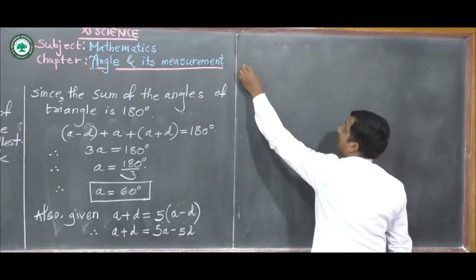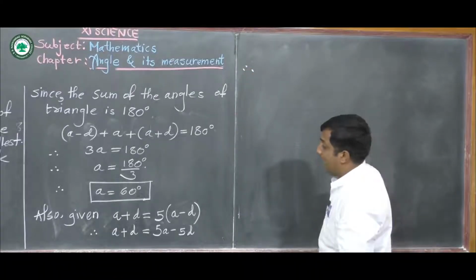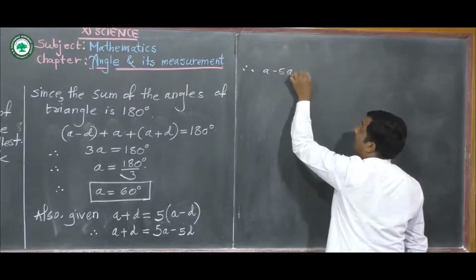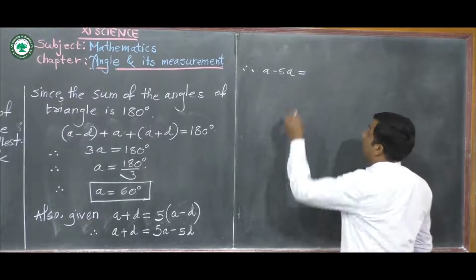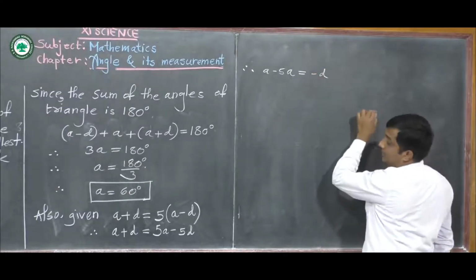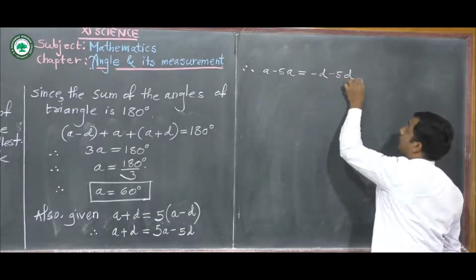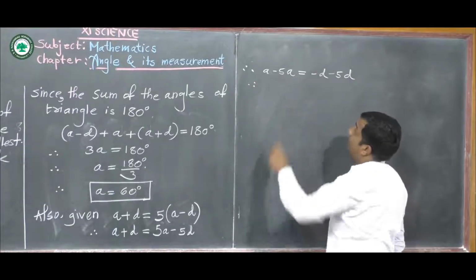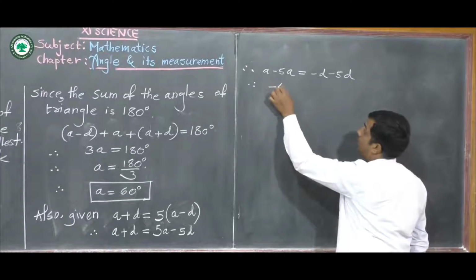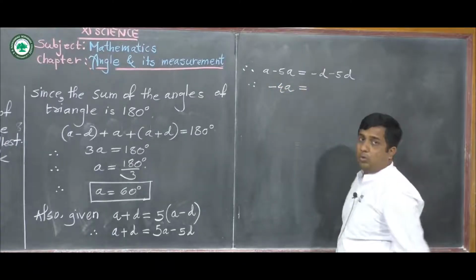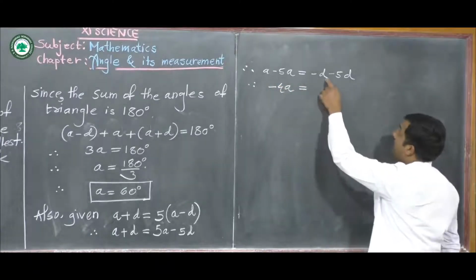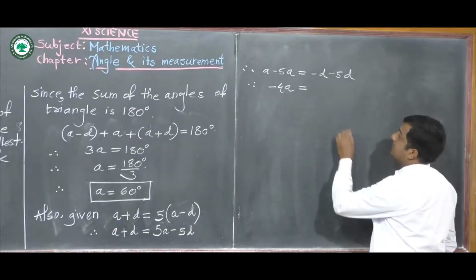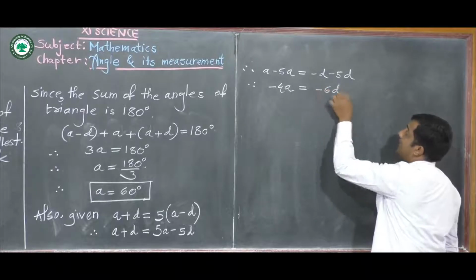Then I write this as A minus 5A is equal to minus D, then minus 5D. We know A minus 5A is minus 4A, is equal to, similarly, minus D minus 5D, which is minus 6D.